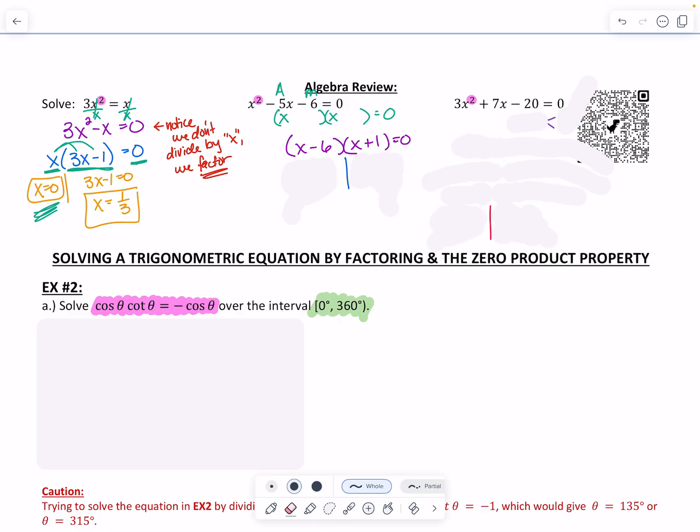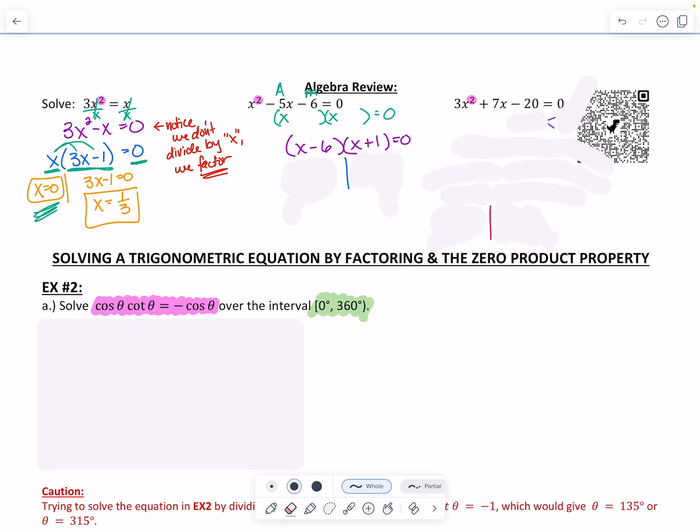If you were to FOIL this out, x times x is x squared, x times 1 is 1x, -6 times x is -6x, and if you were to combine those like terms, you get that -5x in the middle. And then your last term would be the -6 times the 1, which is our -6, okay?